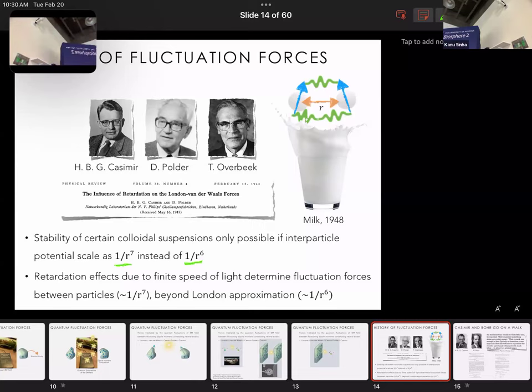Was this calculation a quantum calculation? It was a quantum calculation. Yeah. And are we talking about room temperature colloid? Yes, this was a room temperature colloid.